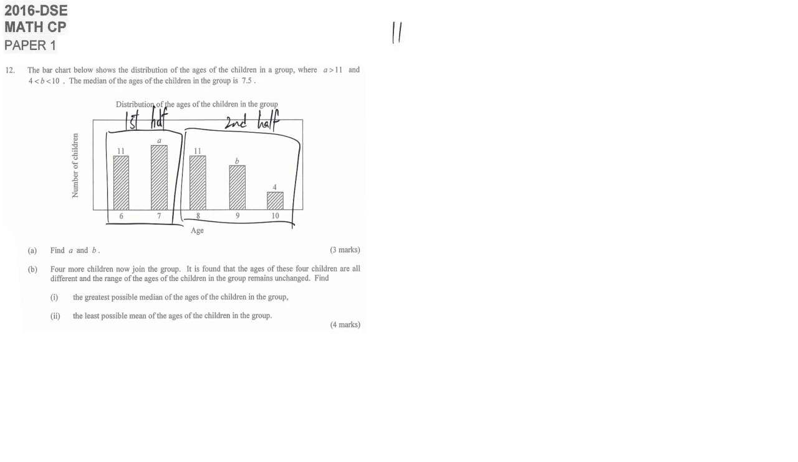So based on this, the conclusion we can write is 11 plus A should equal 11 plus B plus 4. It gives us an equation, and then we can find some combinations for A and B, which means A is equal to B plus 4.